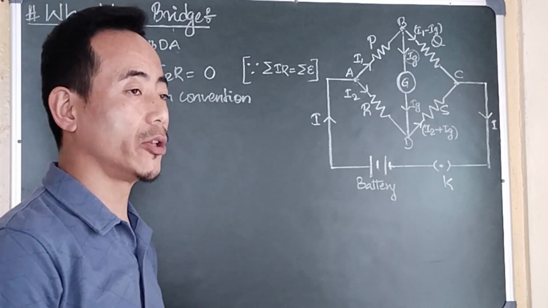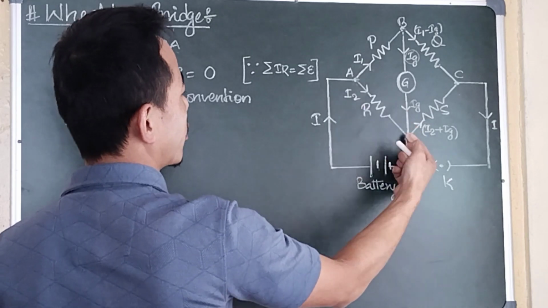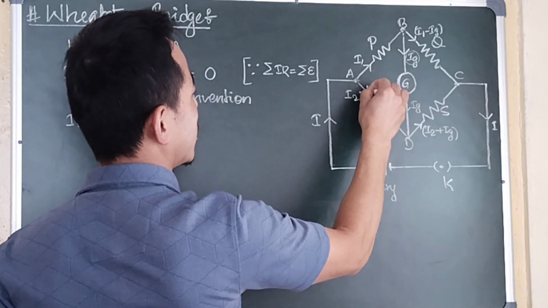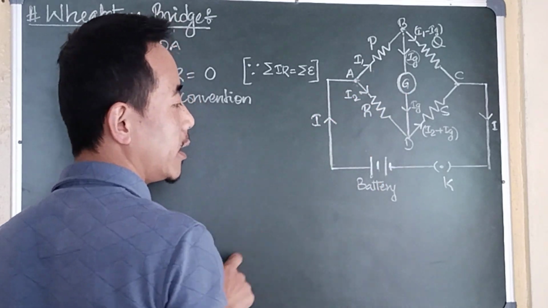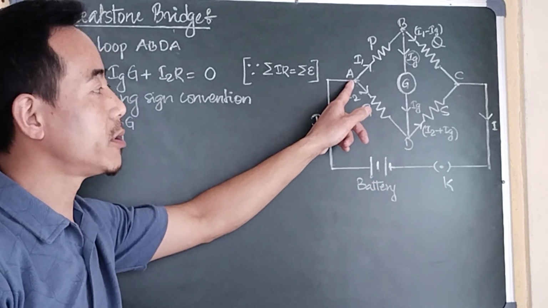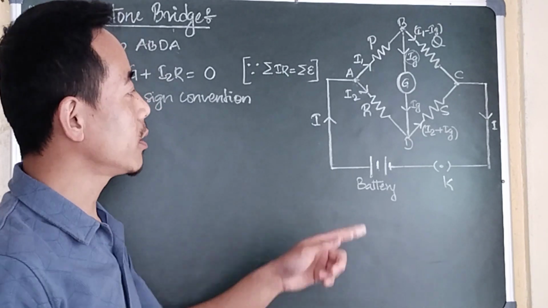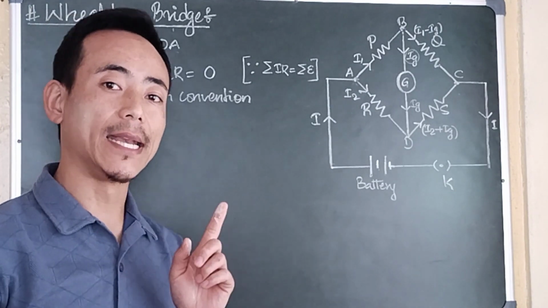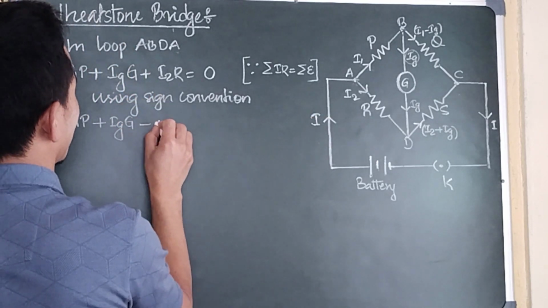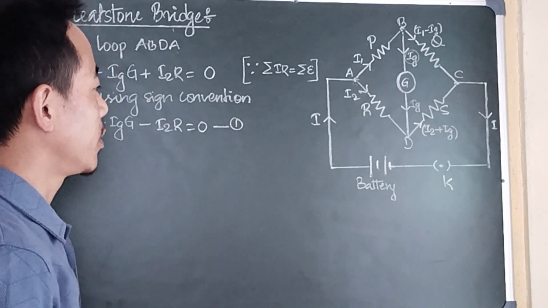Now the third current I2, let's see what will be the sign. Now we are going from D to A, in this direction. But look at the current I2. This current I2 is going from A to D. That means the path we are taking is from D to A and the current is moving from A to D, so it is in the opposite direction. If it is in the opposite direction, then the sign of the current will be taken as negative. So here I2 will be negative, and you have to replace it with the negative sign: I2R equals 0. Let this be equation number 1.